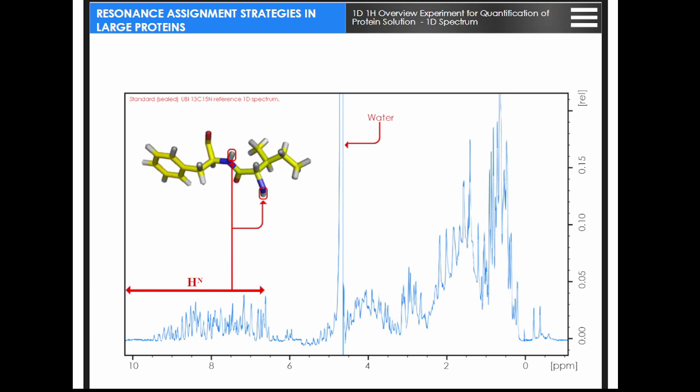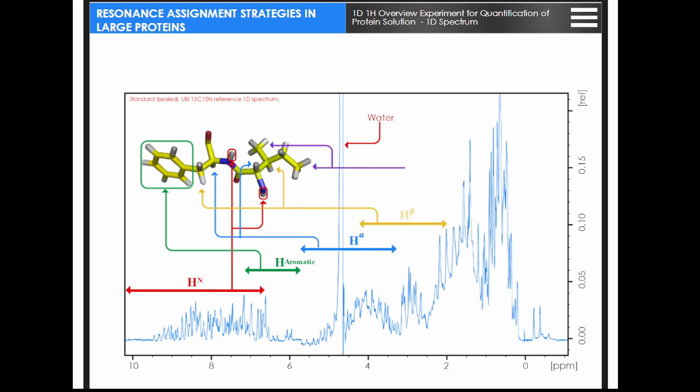The aromatic protons are found between 5.5 and 7.5 ppm, shown by the green arrow. They may partially overlap with the resonances stemming from amide protons. Aliphatic protons span the whole spectrum from about 5.5 ppm to -2 ppm, indicated by blue, yellow, and purple arrows. This broad region can be further subdivided into regions populated by H-alpha, H-beta, and methyl group proton resonances.